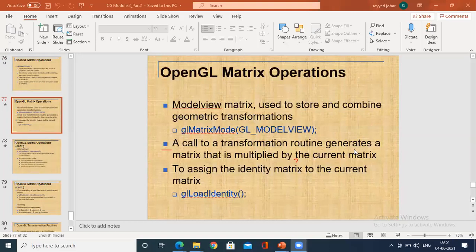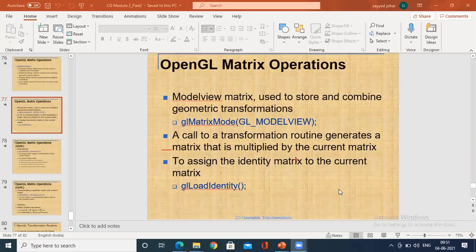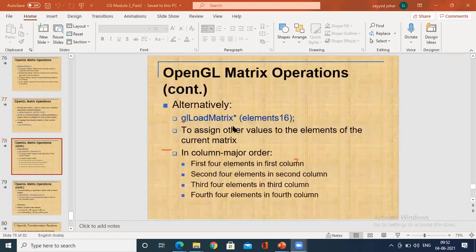A call to these transformation routines multiplies the current matrix, and hence it assigns the identity matrix to the current matrix. So OpenGL completely depends on the concepts of transformations. It doesn't mean that you simply draw a point and draw a line. There is a certain kind of matrix manipulation or matrix operations that happens internally, which is performed by calling these functions that you have to remember. Okay.